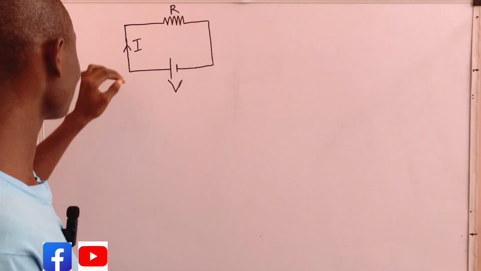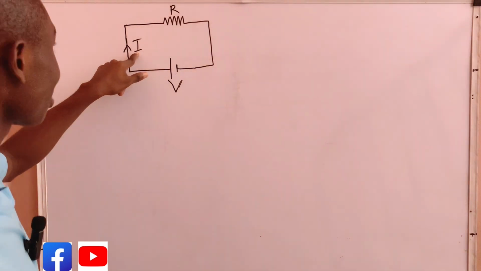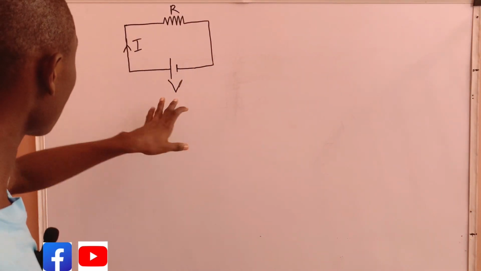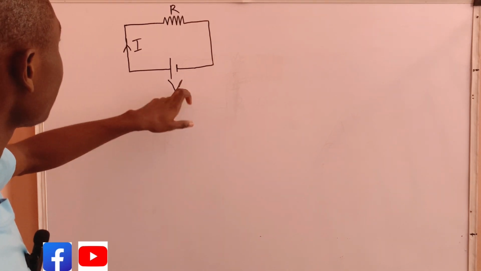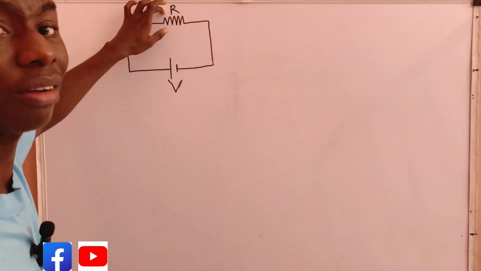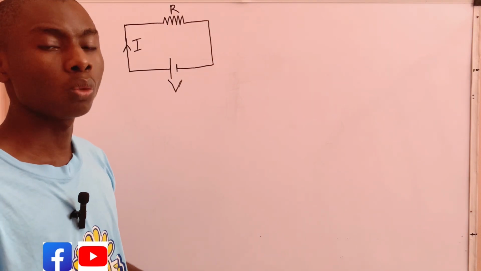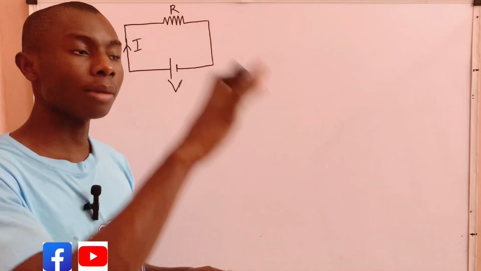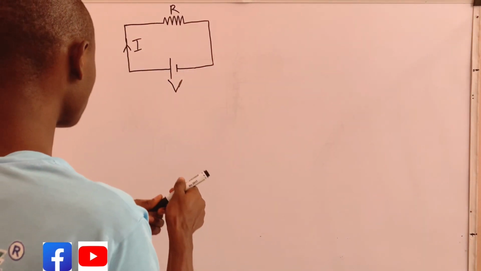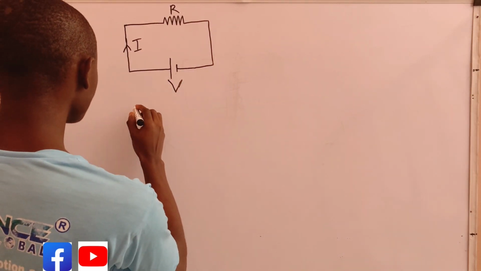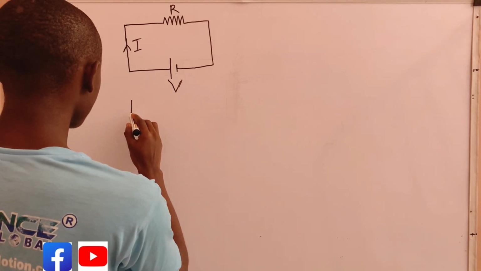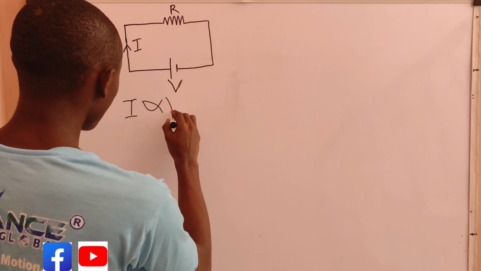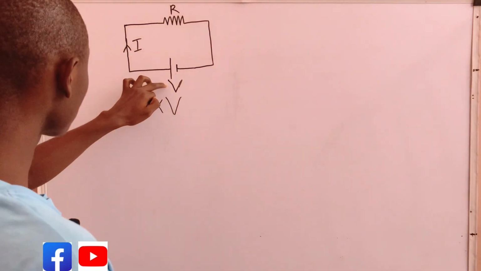The law states that this current I that flows through this entire conductor is directly proportional to the applied voltage V, provided that the other physical factors of the conductor, which are the cross-sectional area and the length of the conductor, the size, are kept constant. From the law, we can write that I, the current that flows through the metallic conductor, is directly proportional to the applied voltage, which is V.